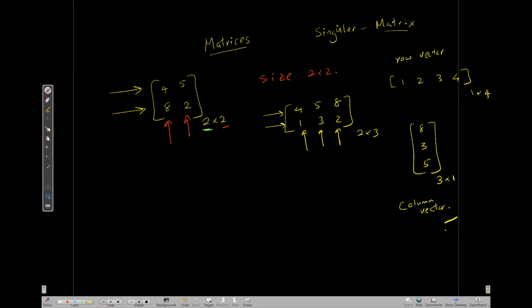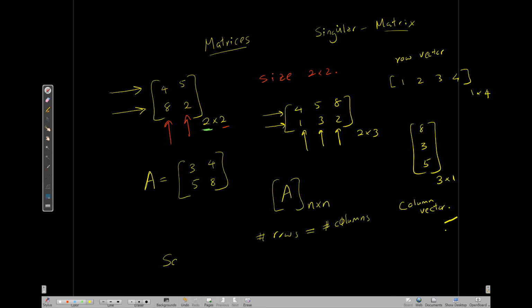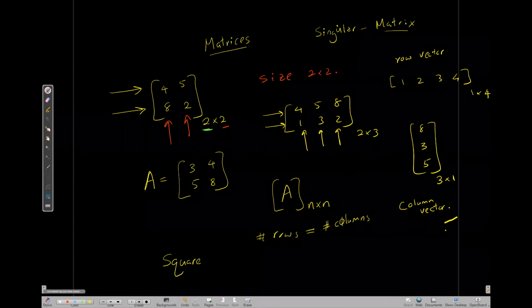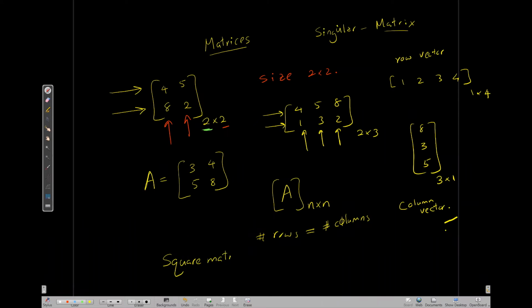Now, normally we denote matrices by capital letters. Now the matrix A is 2 by 2. So in general, if a matrix has n by n, that means the number of rows and columns are the same. In that case, we call it a square matrix. So A here is a square matrix.